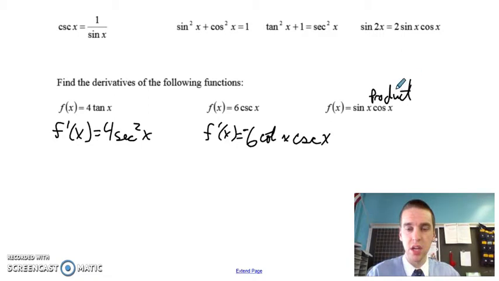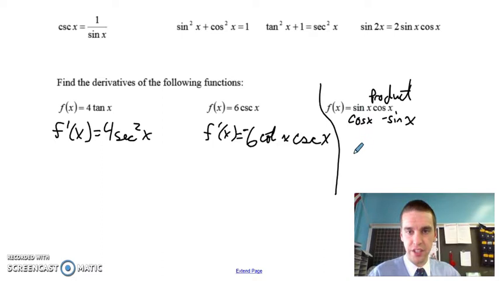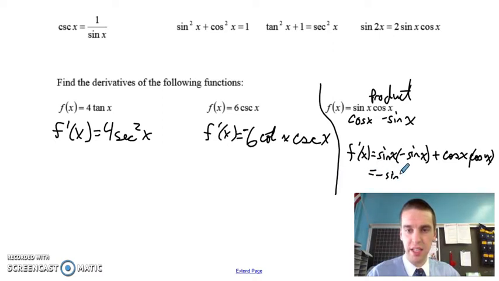here, and so therefore what we're going to do is the product rule. Now I showed you a couple ways to do this last time, but we've got cosine x here, negative sine x here. So with that, you're going to take the first, sine x, multiplied by the derivative of the second, negative sine x, plus the second, cosine x, times the derivative of the first, cosine x. And therefore, what we get is negative sine squared x plus cosine squared x.